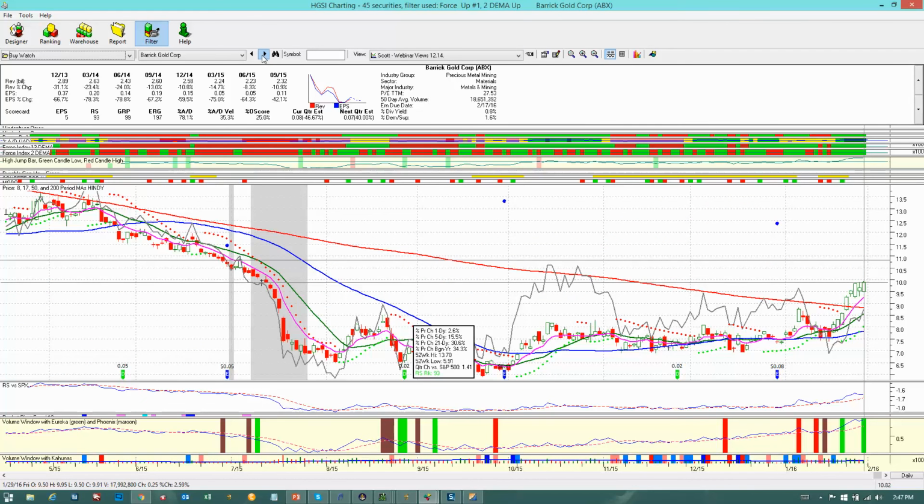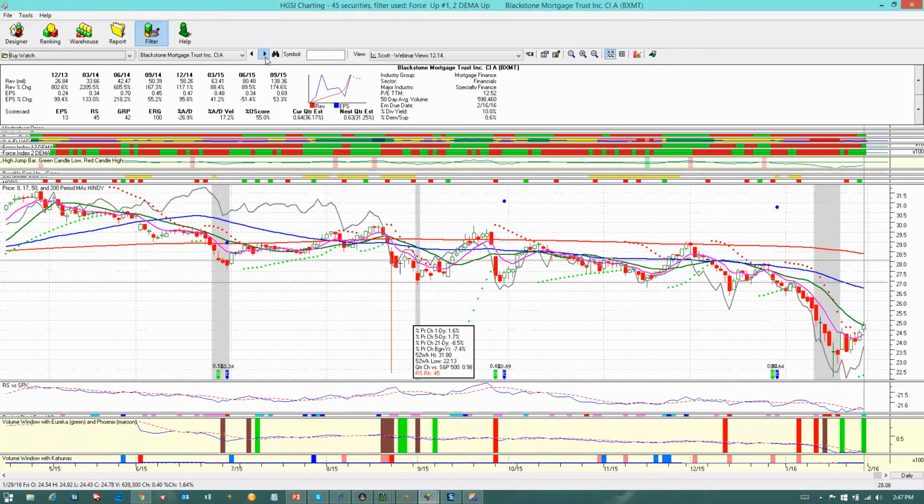Barrick Gold, as I mentioned, I'd like to see gold test and stay above the 200. American Barrick actually has broken above the 200. Nice move off the bottom. Of all the gold stocks, that looks like the strongest one to me right now.